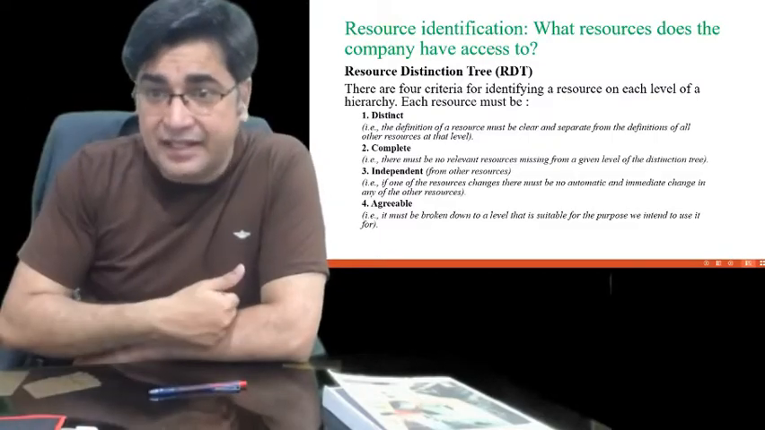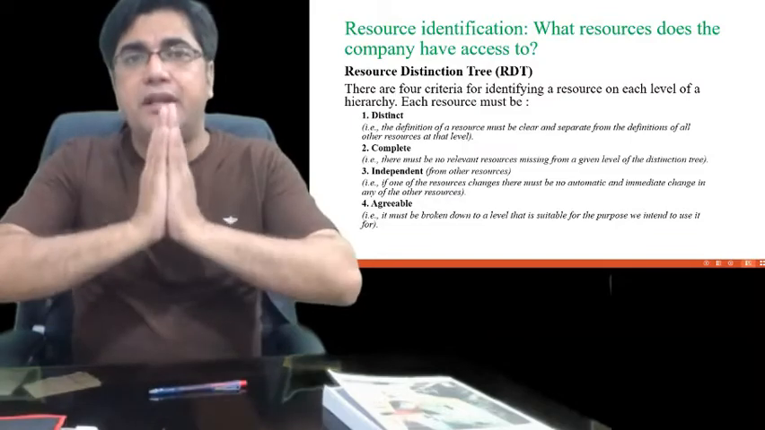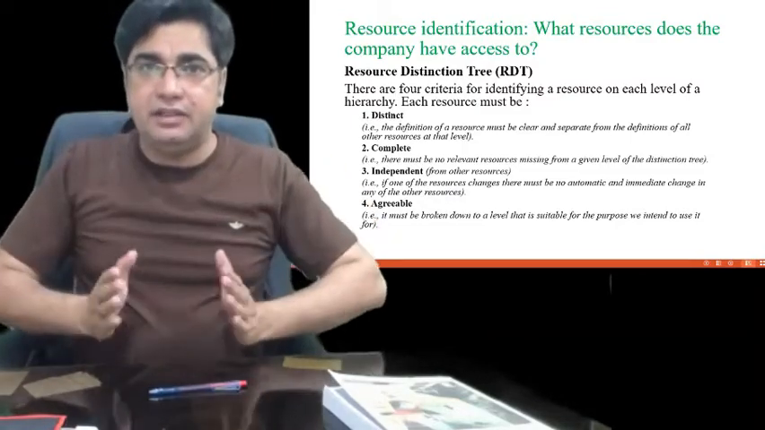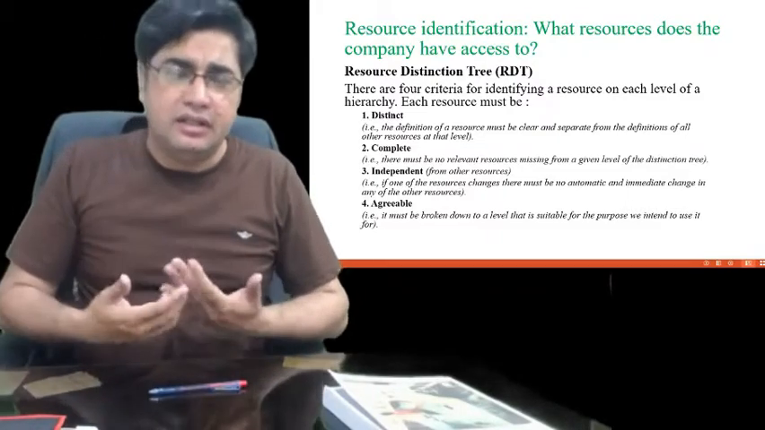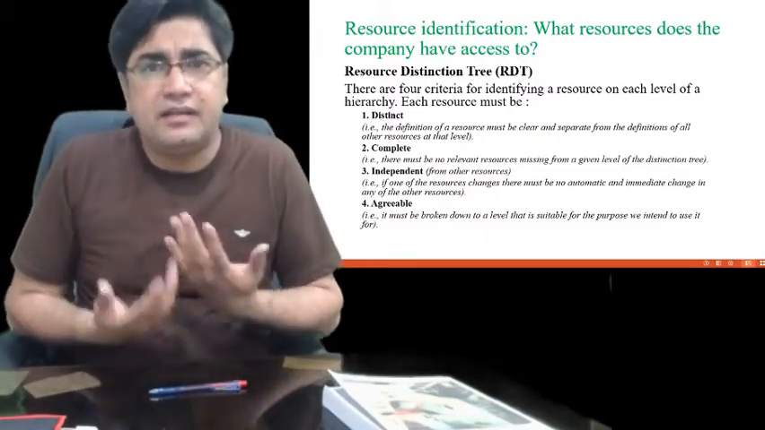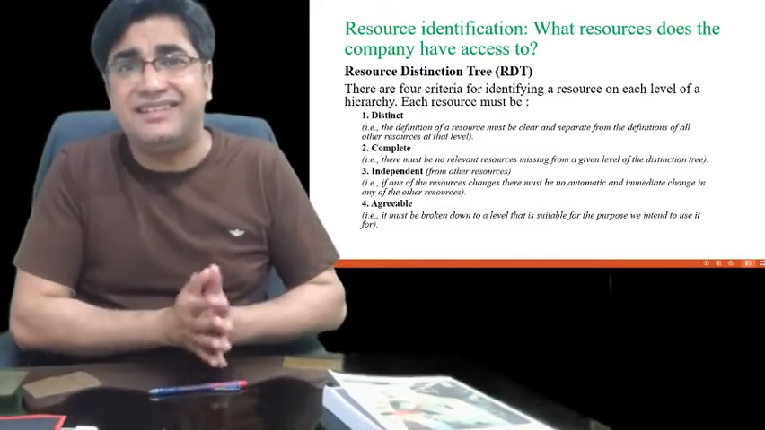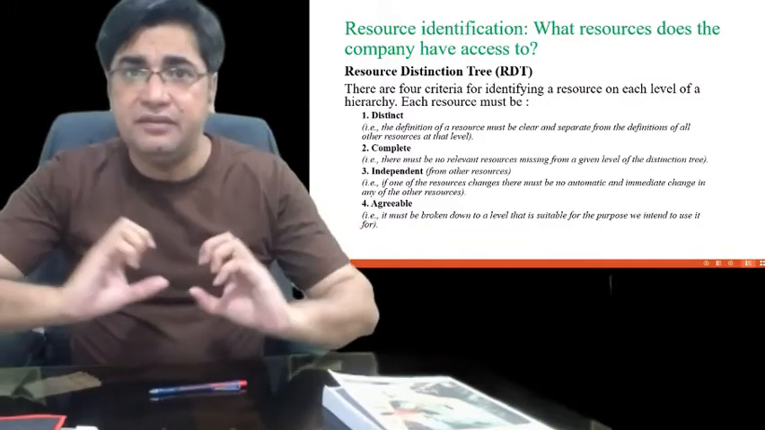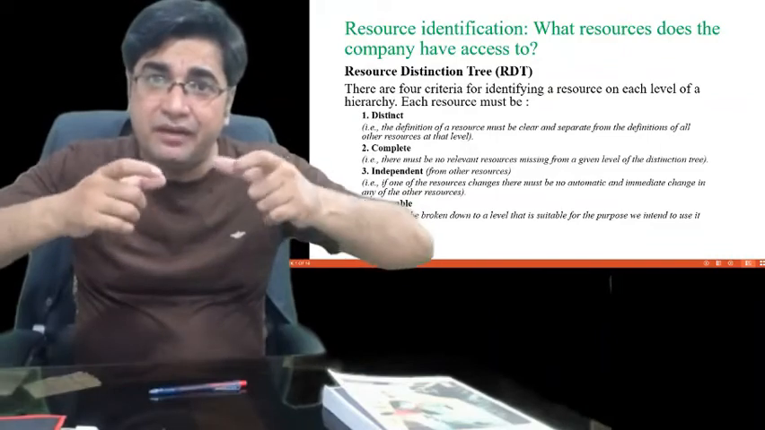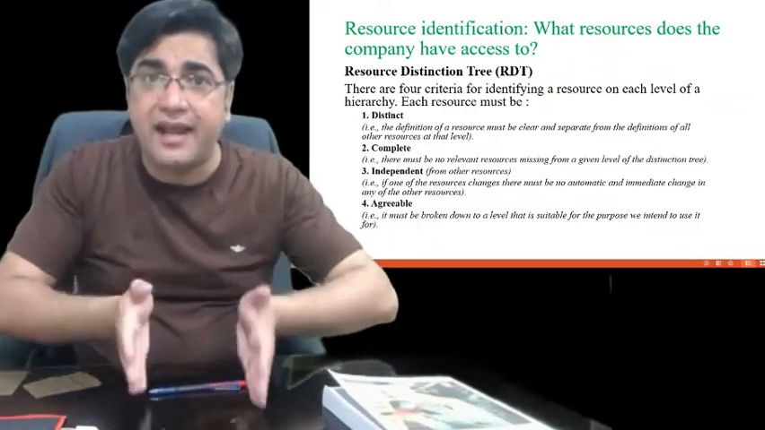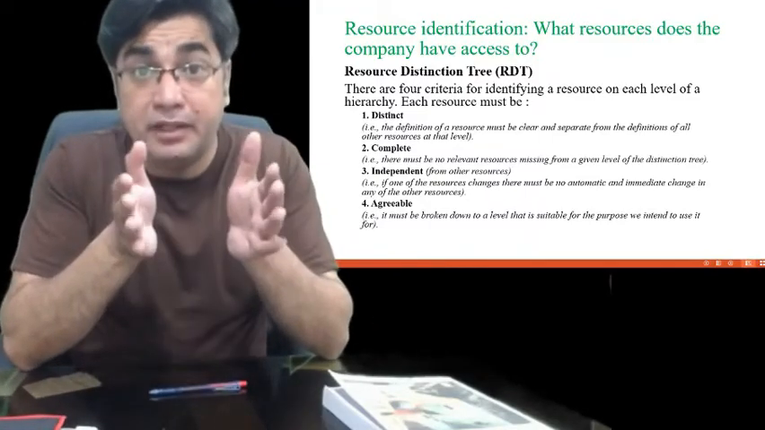Number 1 is distinct. Distinct means it should be different, identifiable, unique. Somehow you can relate to it, or understand it, or see it, or at least you can distinguish it. So for example, the relationship with the supplier is something unique, a distinct element, or a distinct process, or a distinct capability, right?